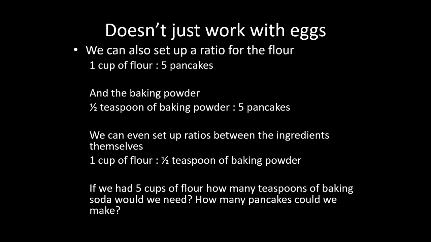So if you know how many cups of flour you have, you can work out how many teaspoons of baking powder you would need to use up that flour using the relationship between those two things. You're not limited to ratios with the product of the recipe. You can have a ratio between the ingredients as well. So for every 1 cup of flour, you would use up a half a teaspoon of baking powder.